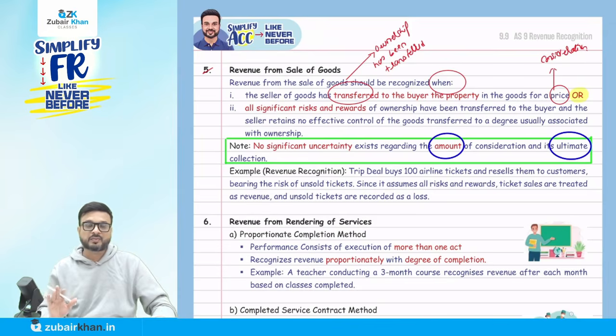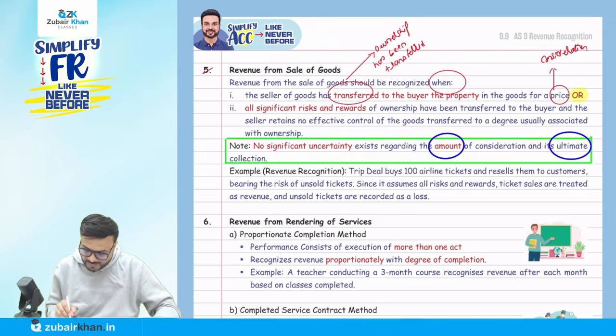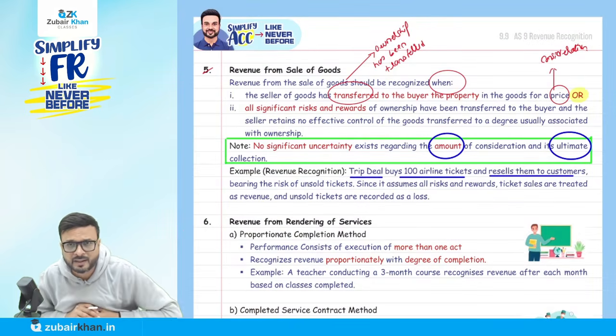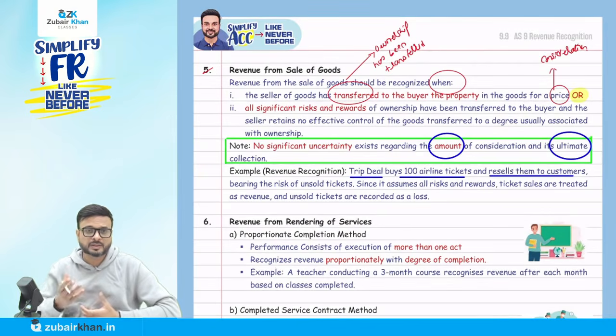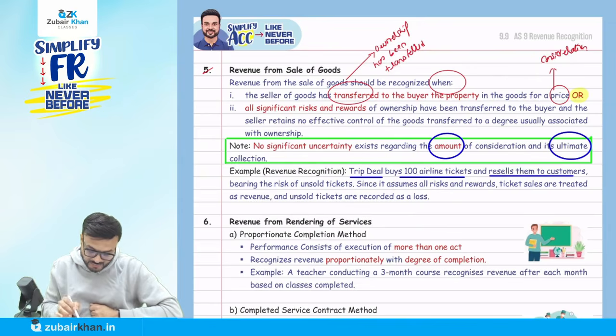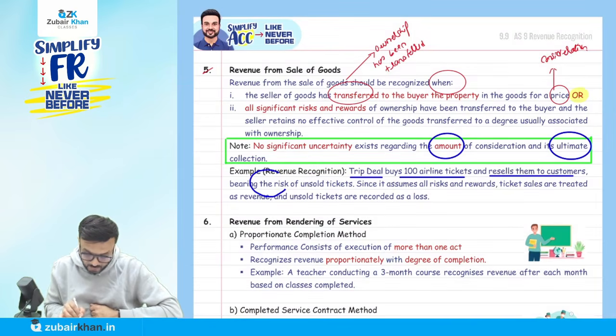Okay, so they say, for example, that Trip Deal buys 100 airline tickets and resells them to customers. The agency purchases 100 airline tickets that year and resells them to customers. They are bearing the risk. Now the risk has been transferred. They are bearing the risk of what?